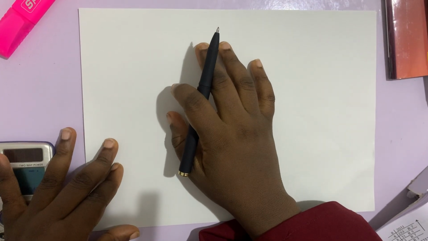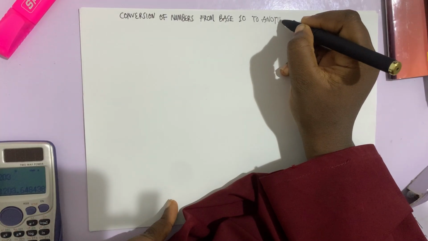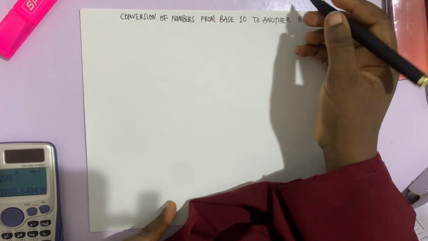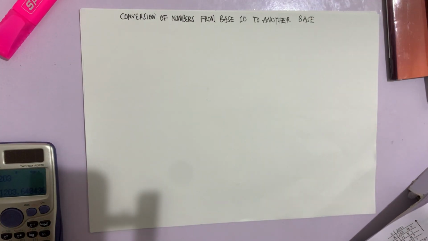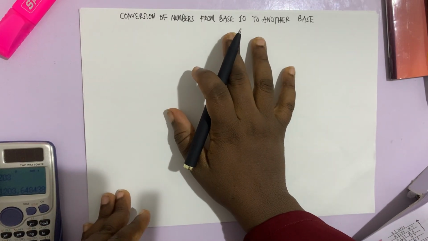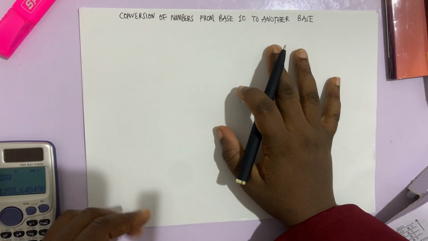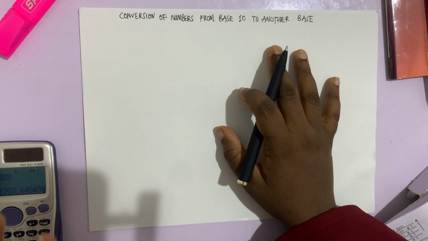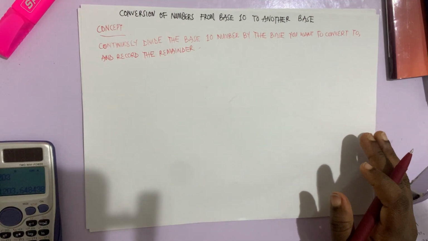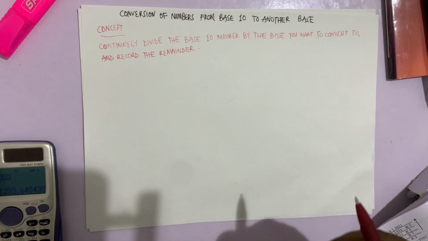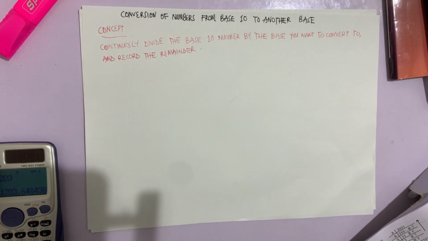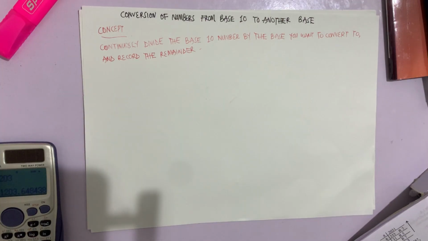Right, so we move to the video for today. So guys, in this video we'll be looking at conversion of numbers from base 10 to another base. This concept is very simple. What do you need to do? The only thing you need to do to convert from a base 10 number to another base is to continuously divide and record the remainder. To convert a number from base 10 to another base, you continuously divide the base 10 number by the base you want to convert to and record the remainder.